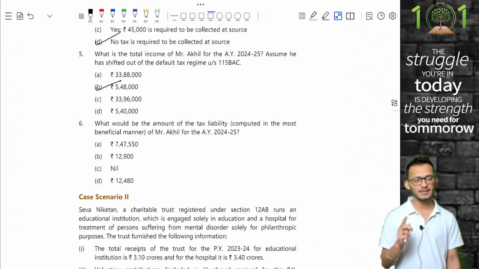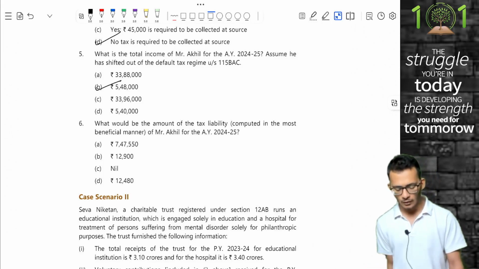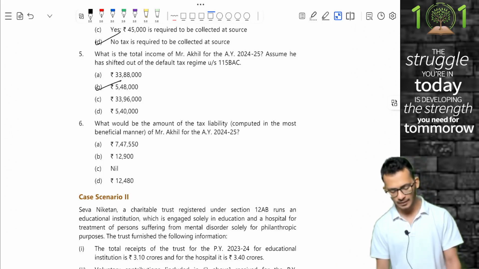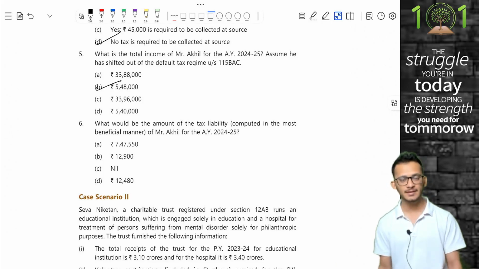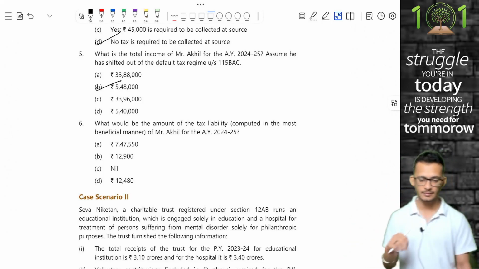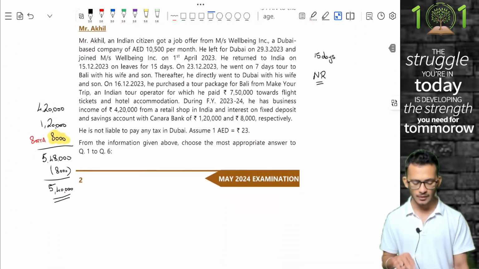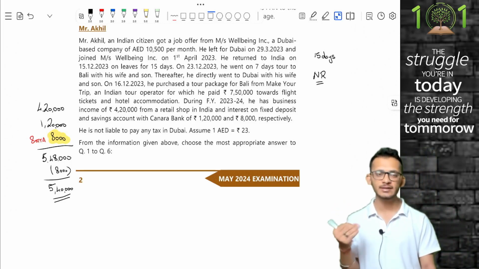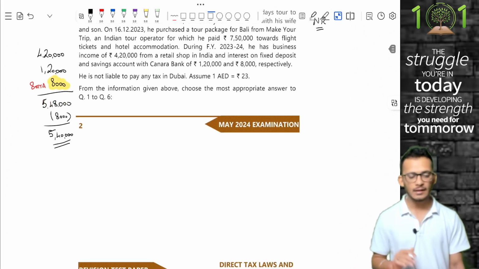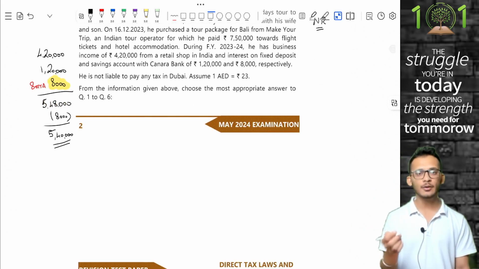Now, here is where the challenge starts. Look at question number 6. It says, what would be the amount of tax liability computed in the manner most beneficial for Mr. Akhil? Which means now they are saying, Rahul, check for both the regimes. Now, in all practical purposes, since your income has not gone beyond 15 lakhs, normally speaking, your new regime or the 115BAC default regime will do better. Therefore, without even wasting time, I'm directly going to the default regime.